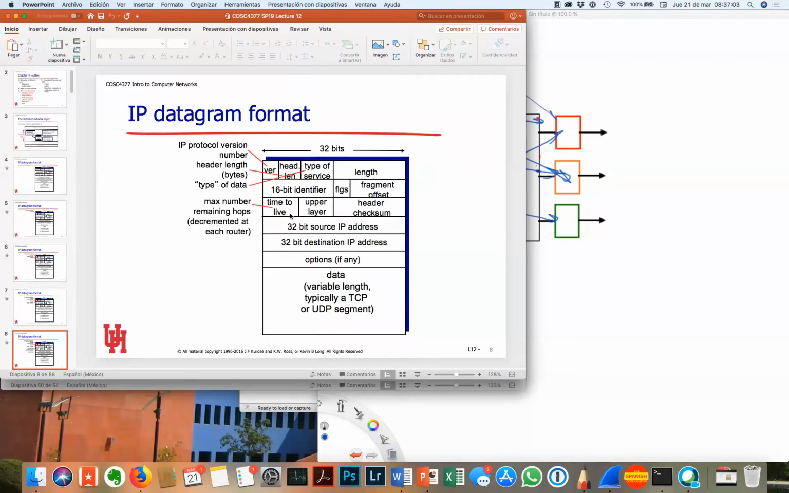Type of data, how many hops are left. When we run a traceroute, we intentionally send packets that will expire so we can force a router to complain back at us. And it's like, aha, now I know who you are.